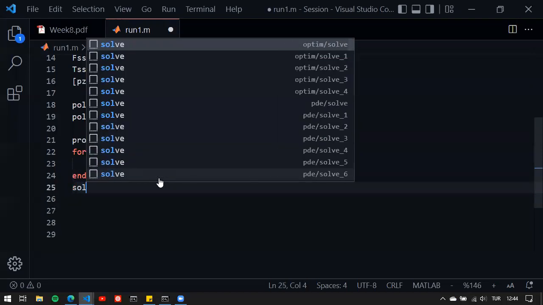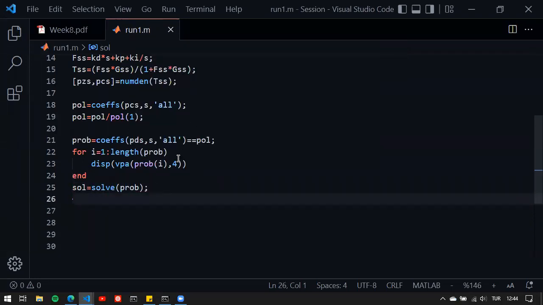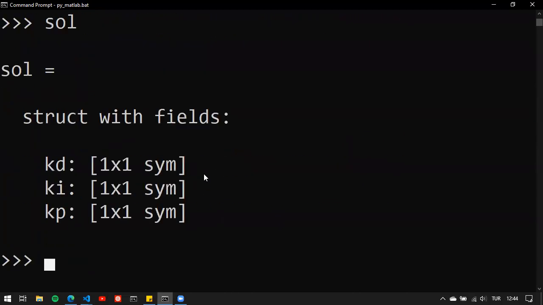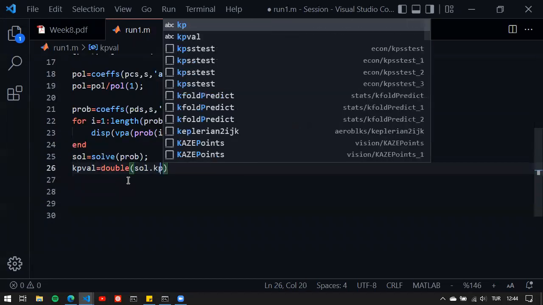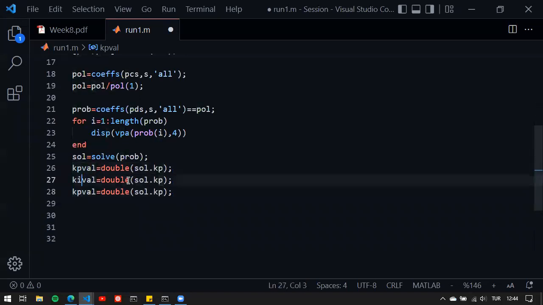So let's solve this. Let's solve the problem here, and let's see. Solve seems like there is one solution, which I expected. So kp val equals, now we're converting them to double, sol.kp, ki, and kd.